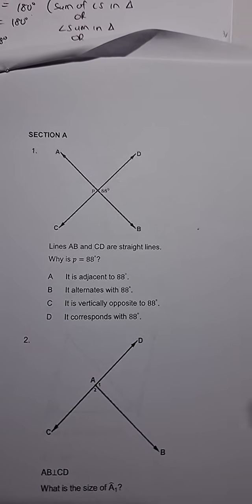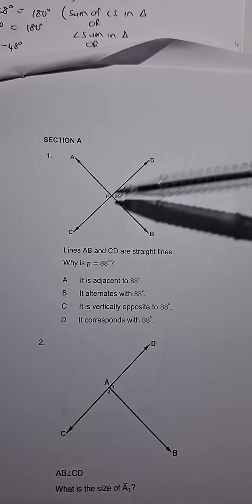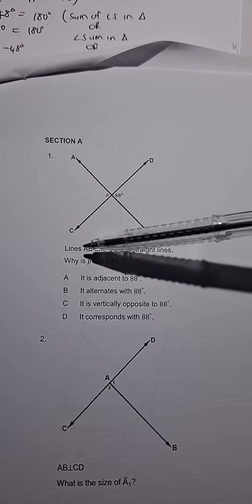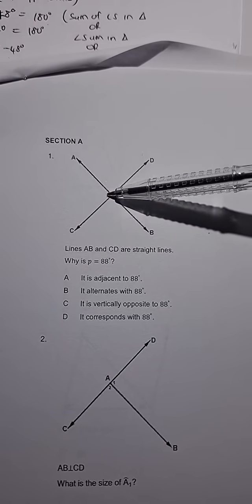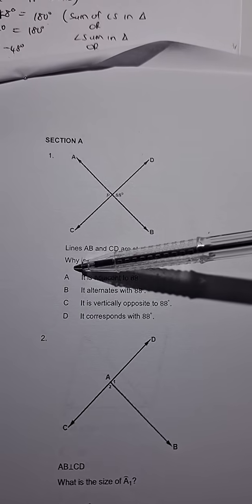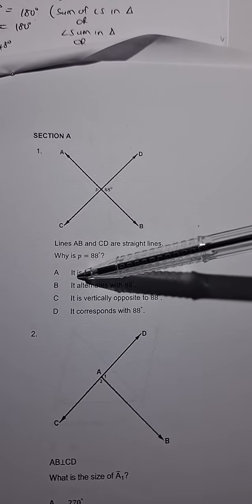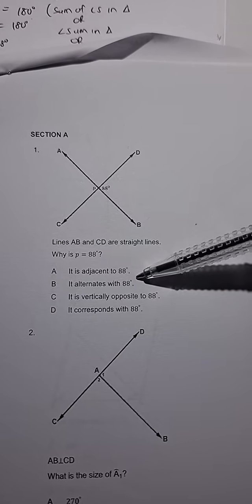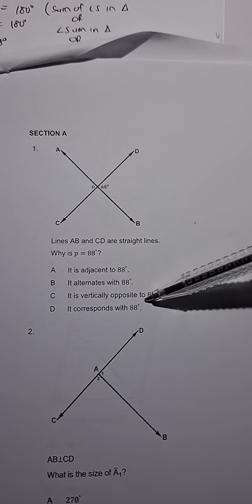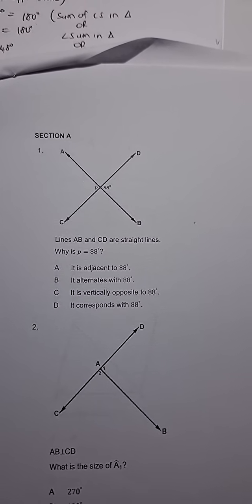Okay, so the very first question here, guys, is lines AB and CD are straight lines. We are told that they are straight lines, and then they're saying angle y is P, you can see where P is. Angle P is equal to 88 degrees, and the options are: A, it is adjacent to 88 degrees; B, it alternates with 88 degrees; C, it is vertically opposite to 88 degrees; or D, it corresponds with 88 degrees. All right, that is the $1 million question.